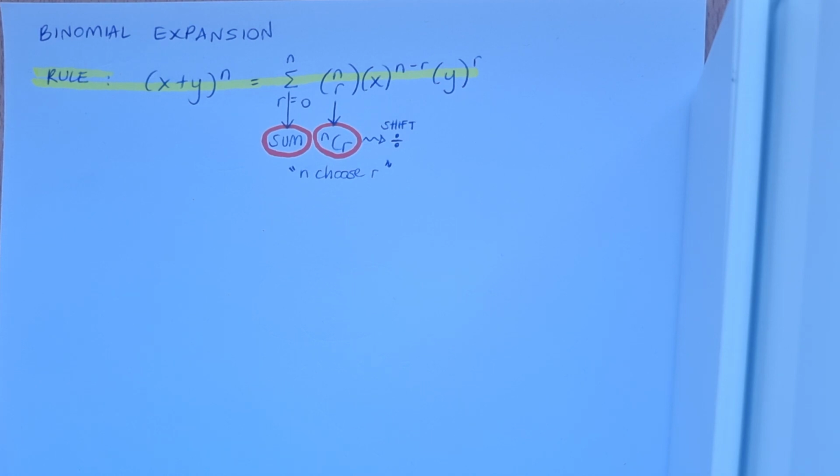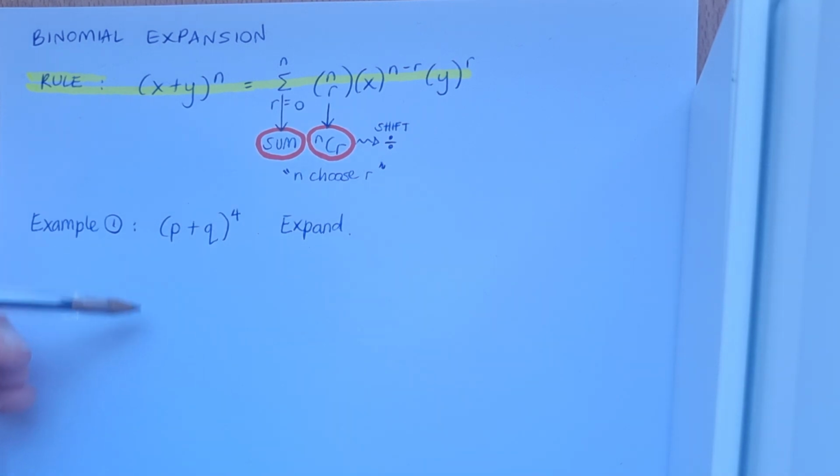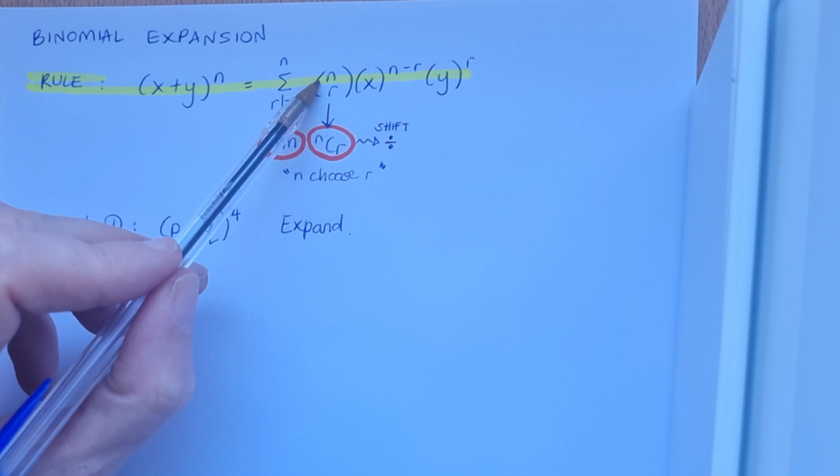Okay, so let's look at an example. So we've first of all got (p + q) to the power of 4, and my instruction is going to be to expand. Sometimes they might say expand and simplify. Okay, so what I'm going to do is I'm going to lay out my lines one below the other. The first line that I'm going to use, I'm going to refer back up to my formula here, is going to have n choose r.